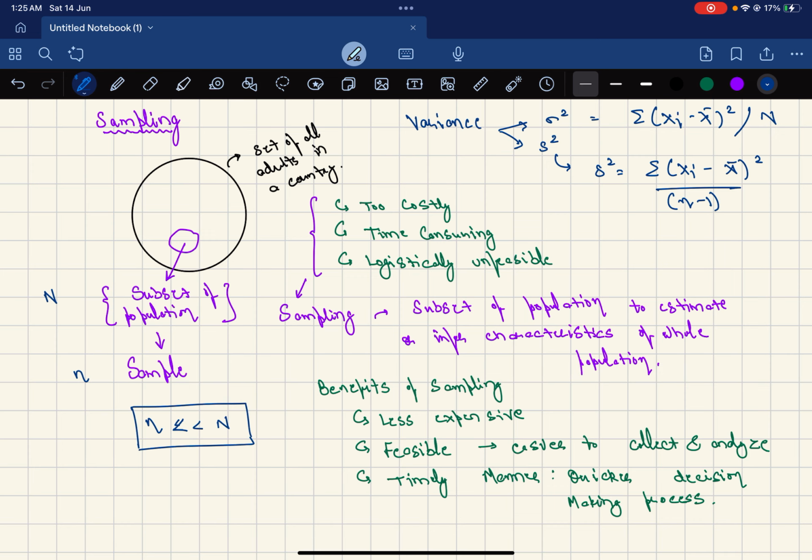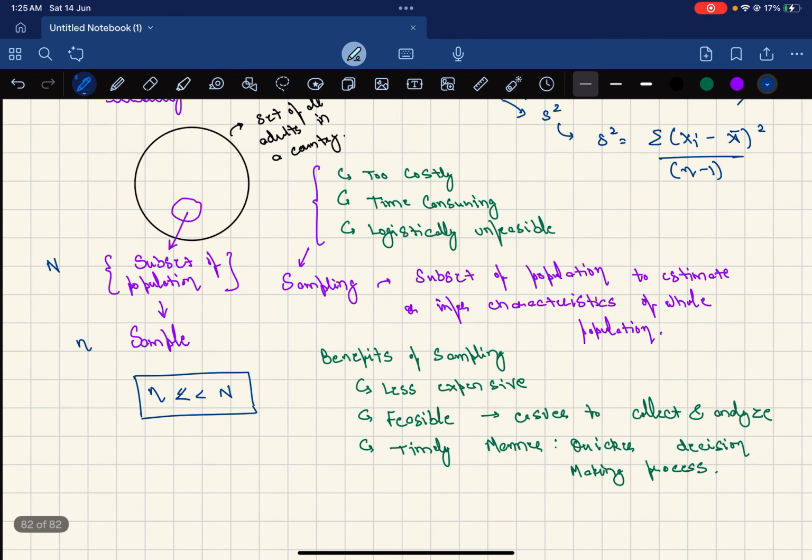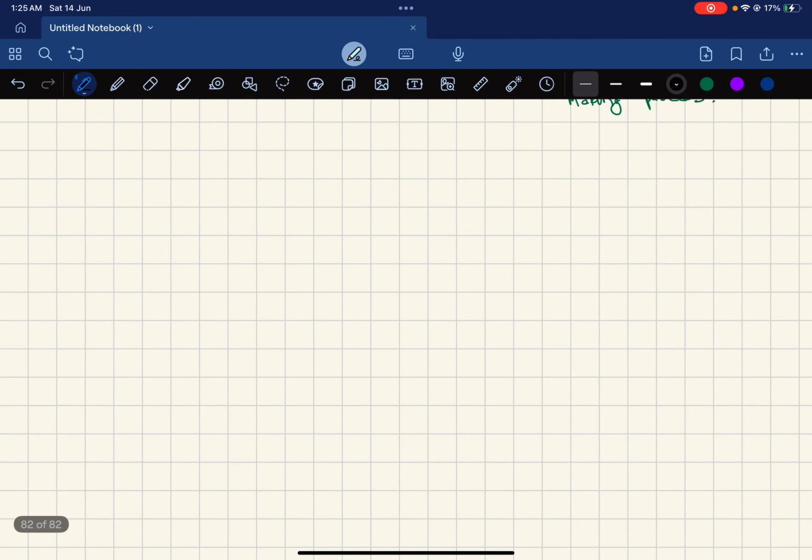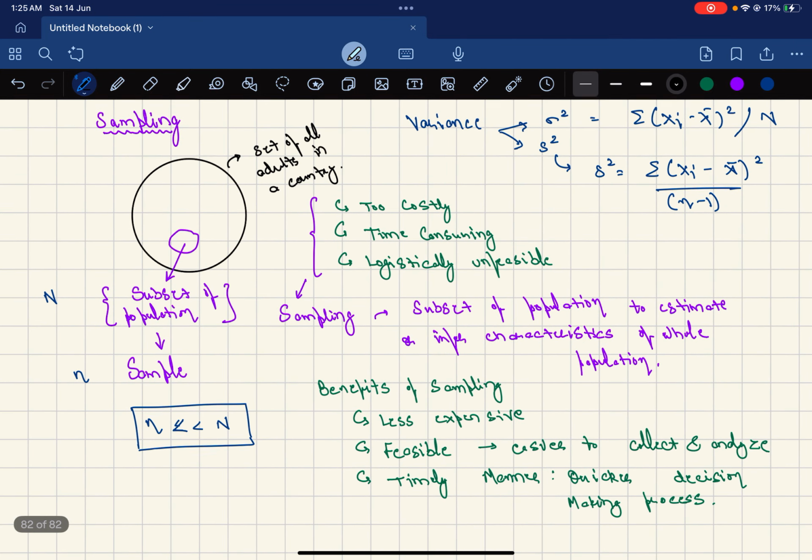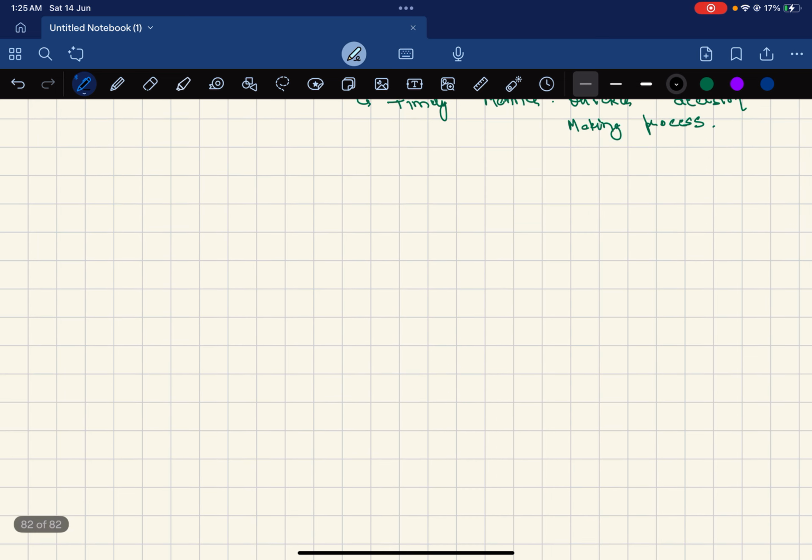Yeah, so this is how we do the sampling process and why we do it. Now next we would be looking at the types of sampling. So there could be many ways to pick up these adults from a particular country. So we need to see what are the different ways of sampling. So we look at it in types of sampling.